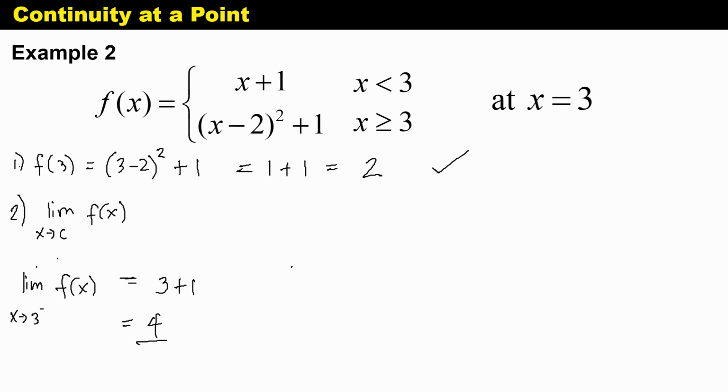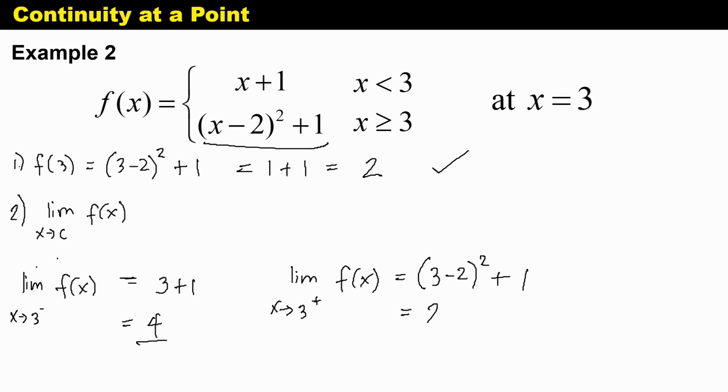Now let's try to solve for the limit of f of x as x approaches 3 positive, or values from the right of 3. Now values from the right of 3 are of course greater than 3, so we will make use of this second function. So if we substitute 3 to the function, this will become 3 minus 2 squared plus 1, and we know that 3 minus 2 is 1, squared is 1, plus 1 is 2. Now, the limit of f of x as x approaches 3 positive is 2.